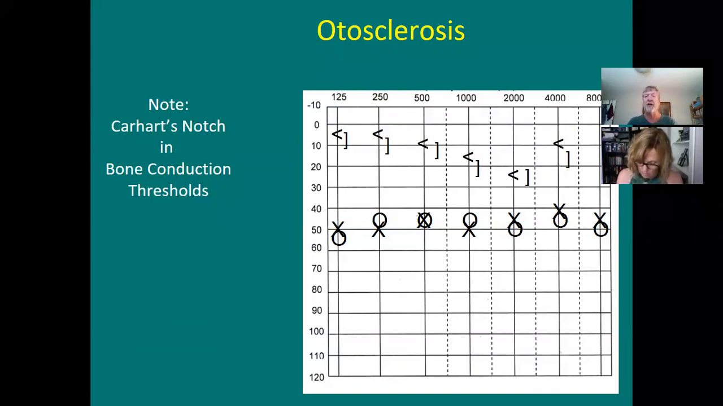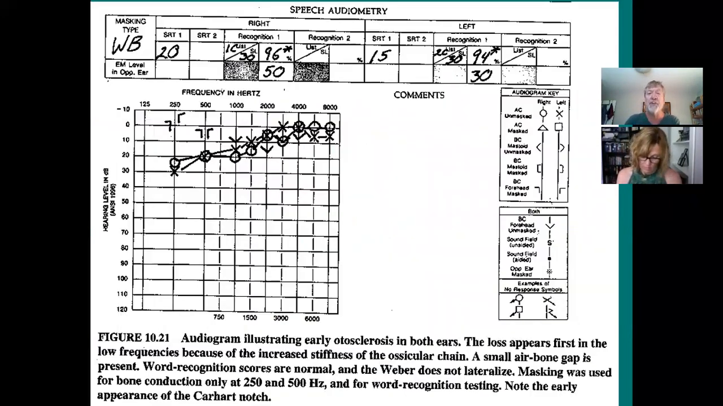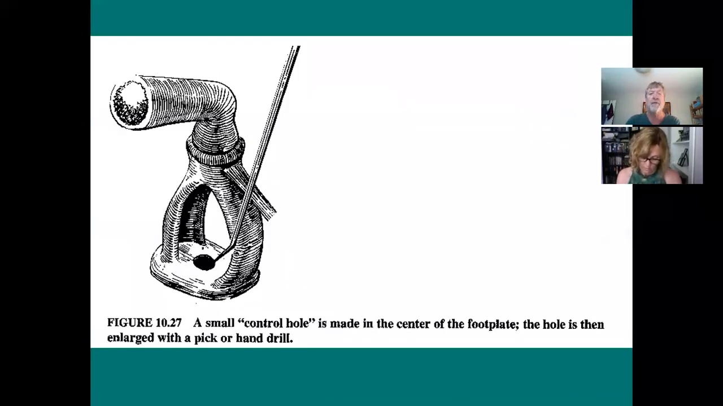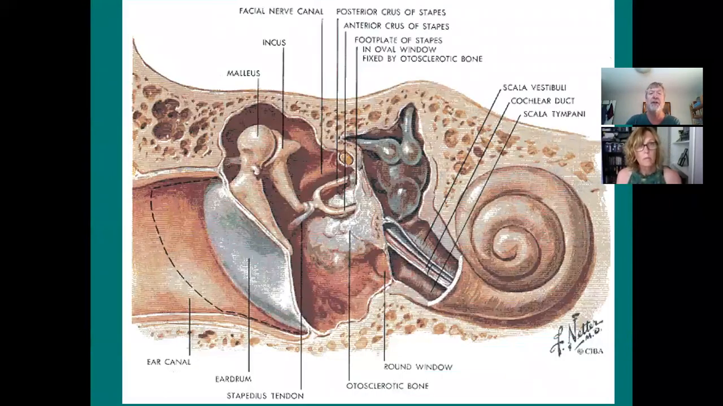Otosclerosis begins in young adulthood, and usually it's more common in Caucasians than in other races. It's hereditary, and what happens is the middle ear bones, I'll show you a picture of it. Here's a picture of otosclerosis. Soft, porous tissue surrounds the footplate of the stapes. So now the middle ear is stiff. It's not moving. Okay? You have a conductive hearing loss.